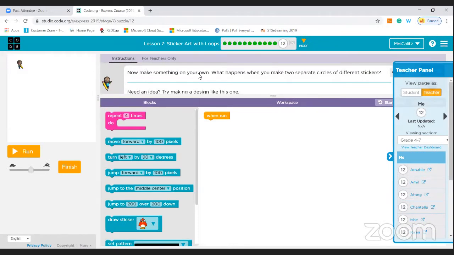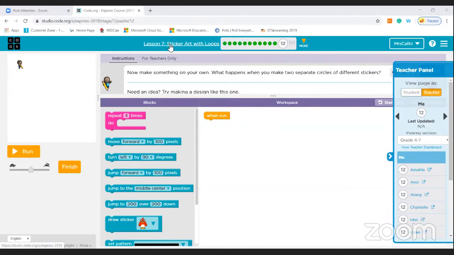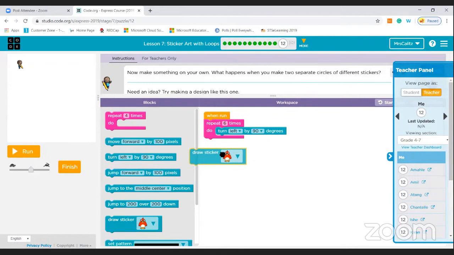Okay, now make something on your own. What happens when you make 2 separate circles of different stickers? And then they have that design. So what do we need to do? We said repeat 6 times, and then how many degrees do we need to repeat 6 times? How many was it, guys? Can you remember?